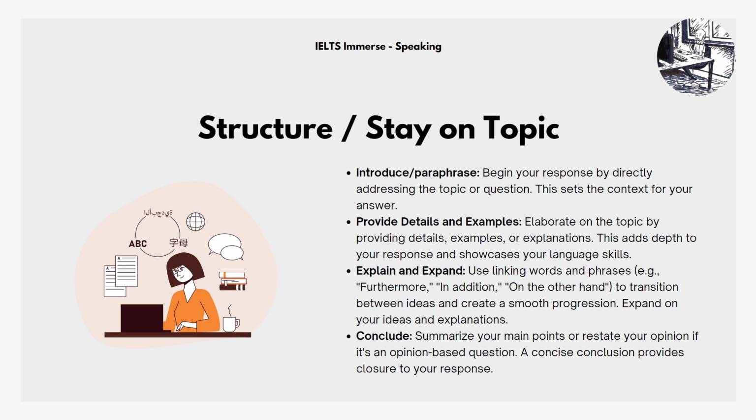If you have time at the end of your answer, then native speakers and obviously high-level advanced English speakers can make sure there's some sort of conclusion to their answer. So summarizing your main points, restating your opinion, if it is an opinion-based question. A lot of them will be in part 3. It's a good way to finish off your answer. We'll come back to this in a moment.